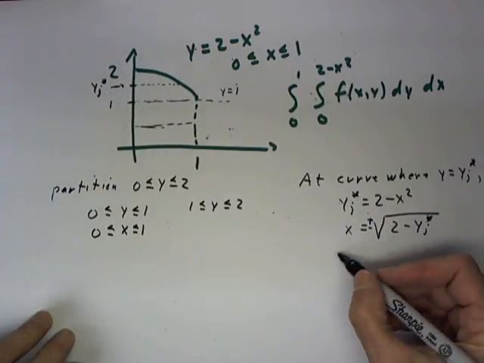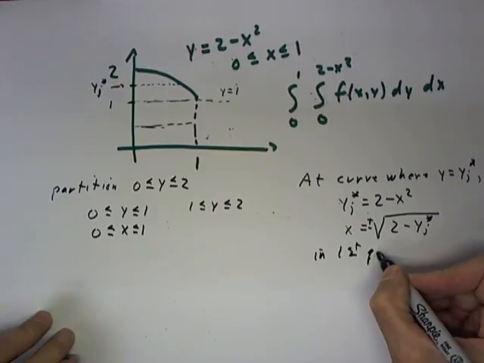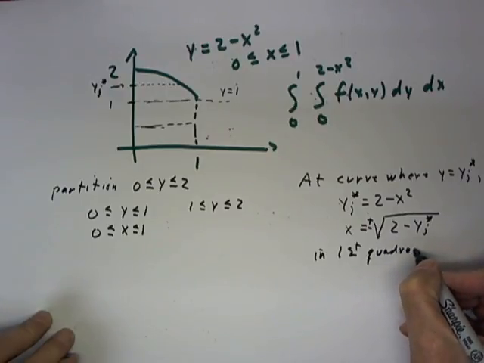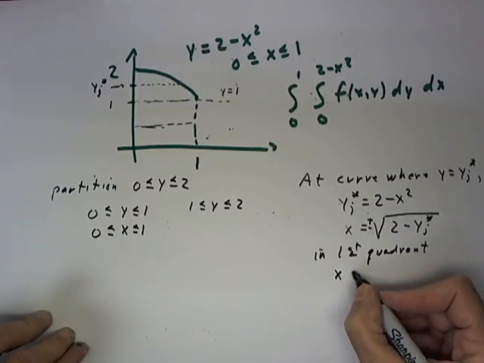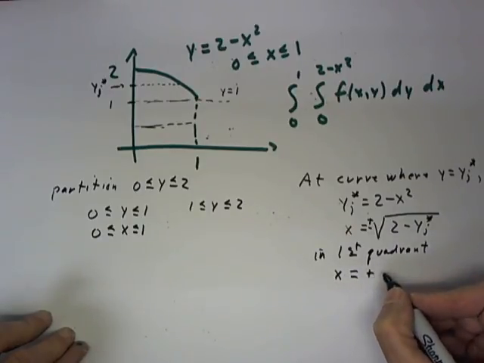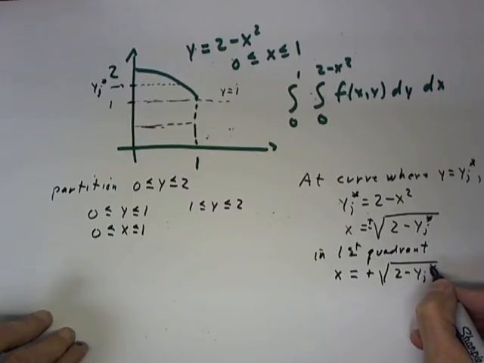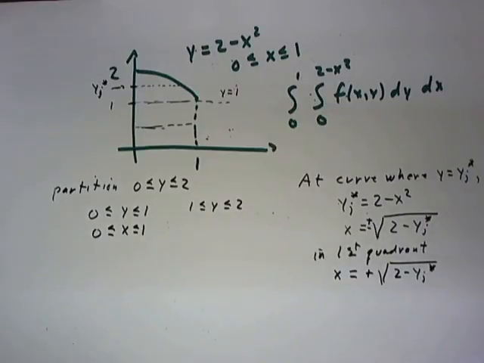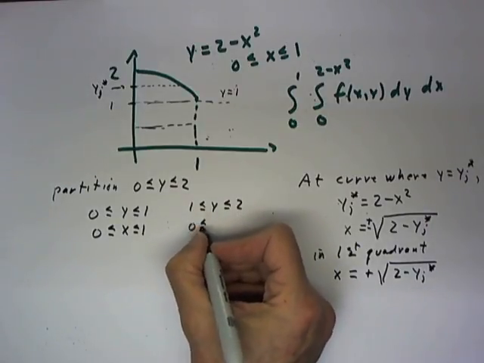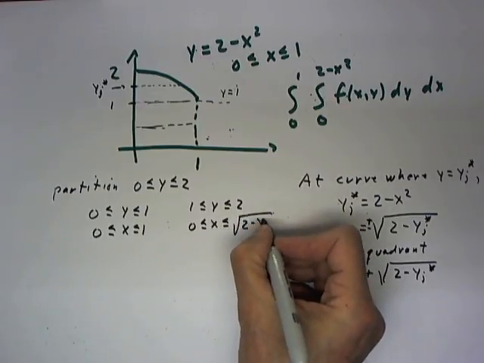This region is the first quadrant, and we can clearly see that in the first quadrant x is positive, so it's going to have to equal plus the square root of 2 minus yj star. So that our description in this part of the region is that x runs from 0 to the square root of 2 minus yj star.